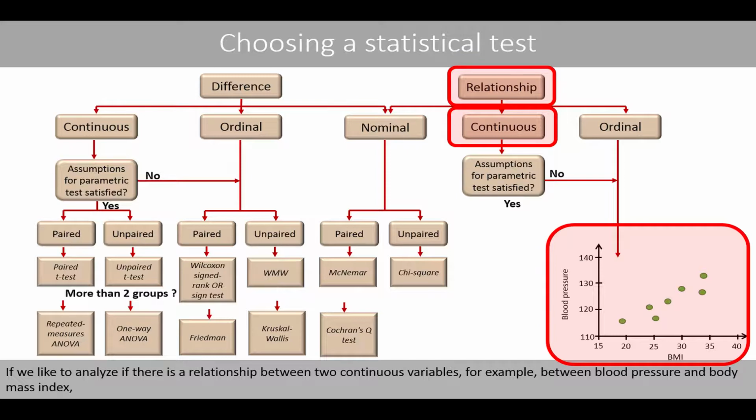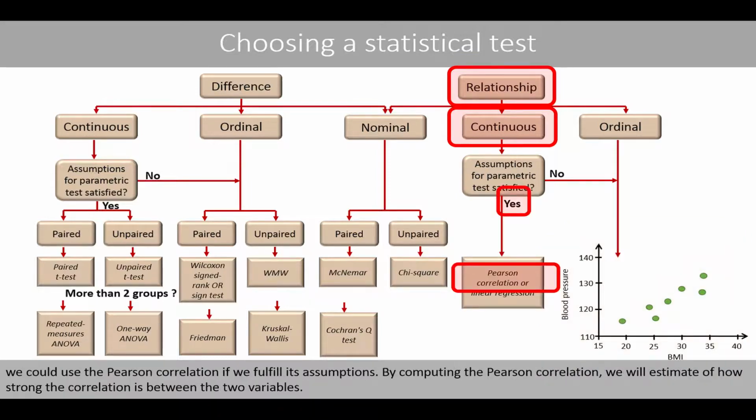If we would like to analyze if there is a relationship between two continuous variables, for example between blood pressure and body mass index, we could use the Pearson correlation if we fulfill its assumptions. By computing the Pearson correlation, we will estimate how strong the correlation is between the two variables.